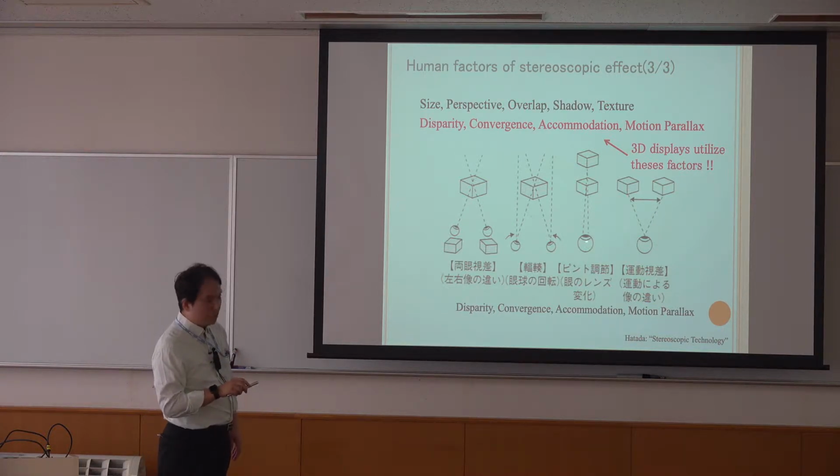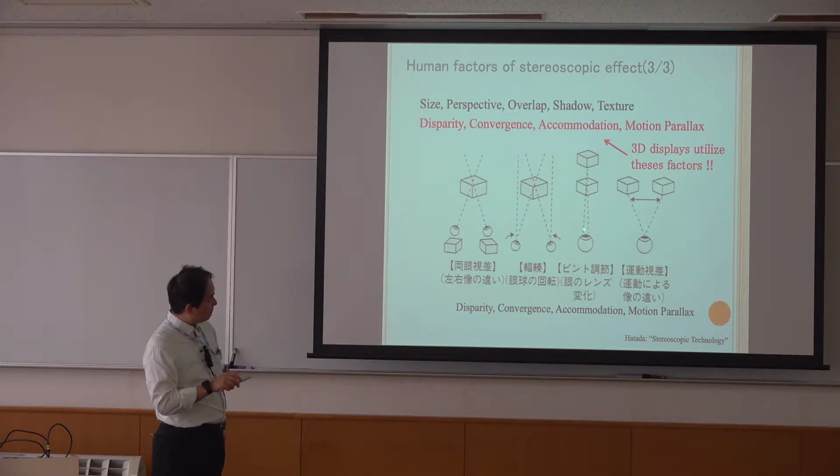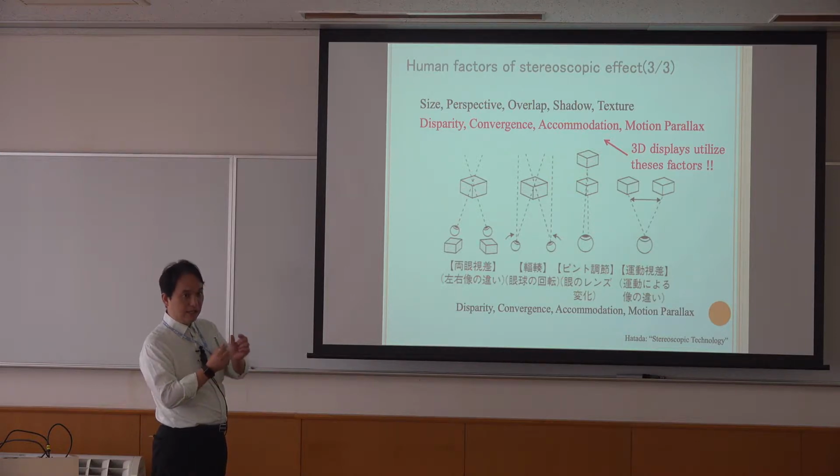And the next is accommodation. Accommodation is the focal length of the eye lens.